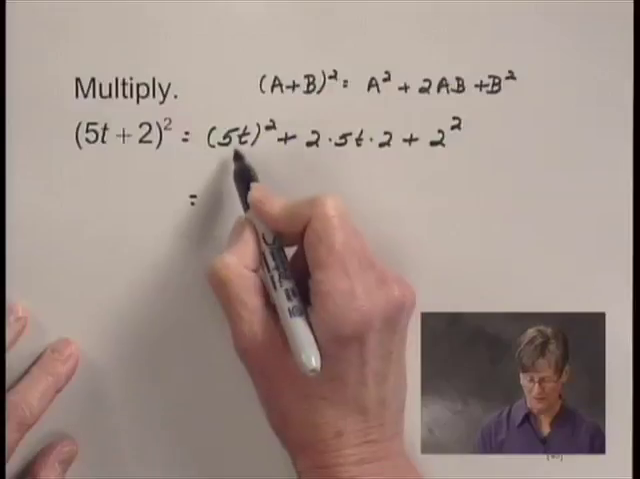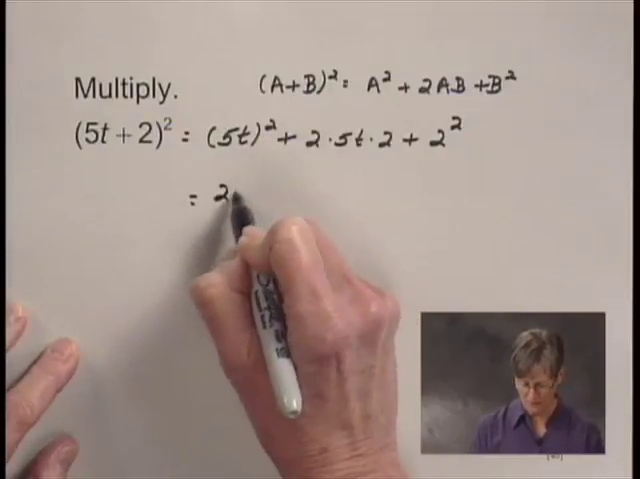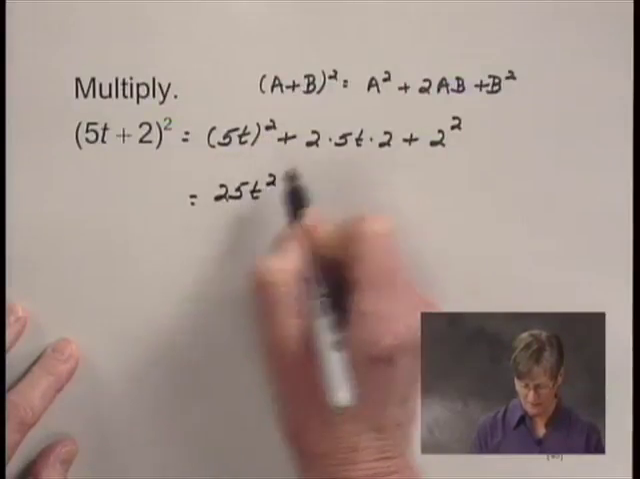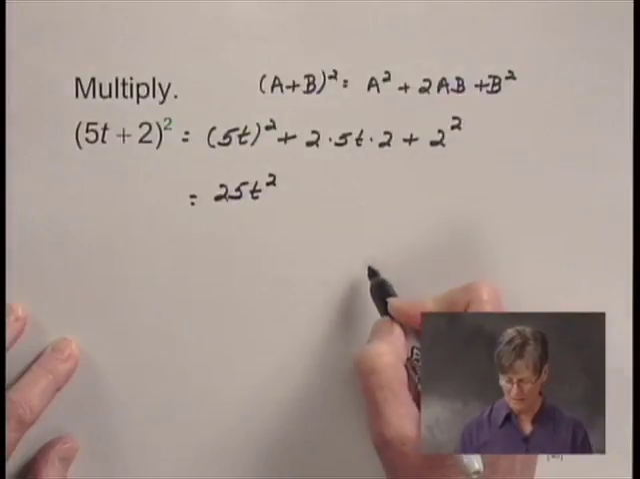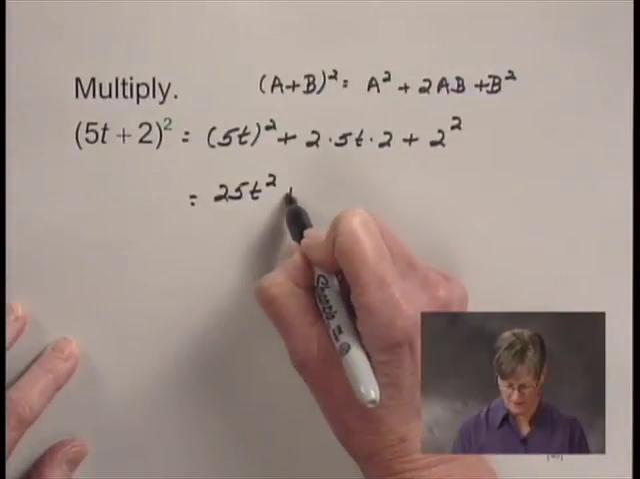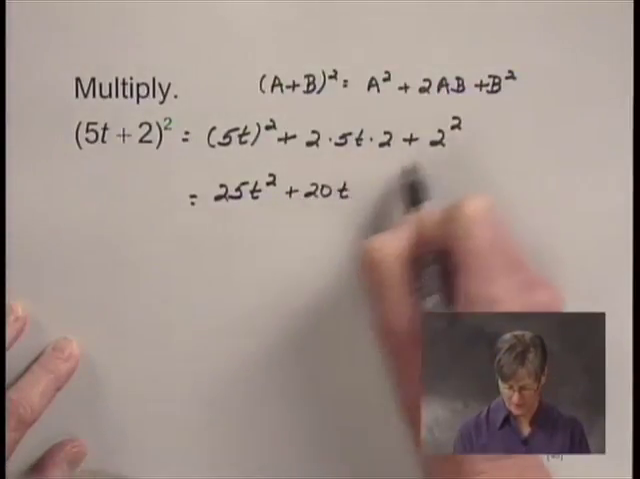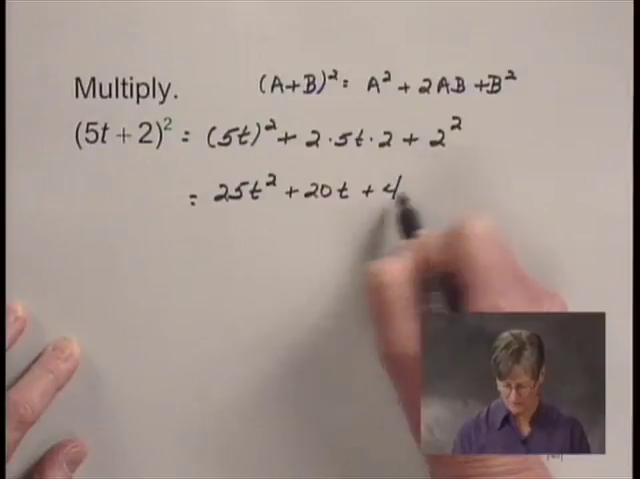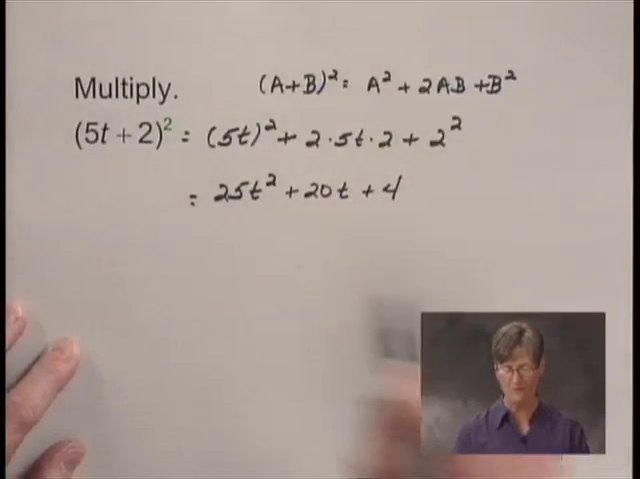And now we just simplify. 5t squared is 25t squared. 2 times 5t times 2 is 20t. And 2 squared is 4. So this is the square of this binomial.